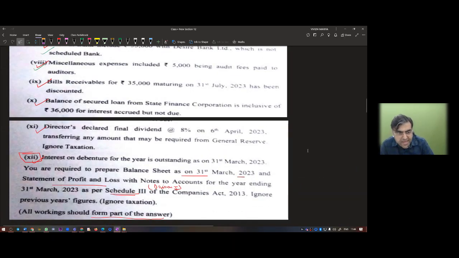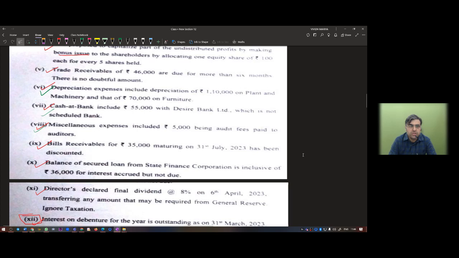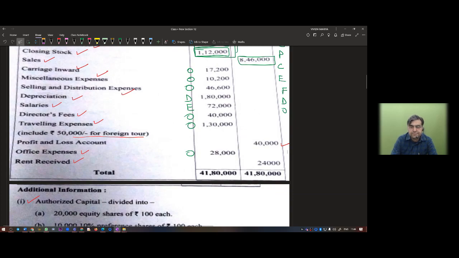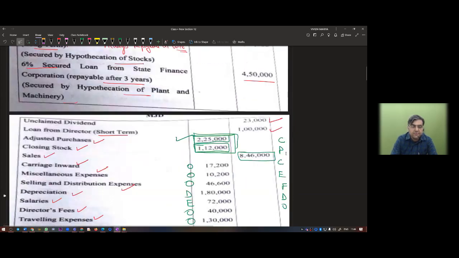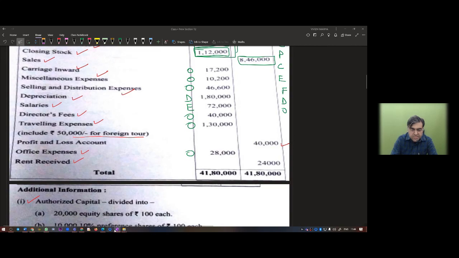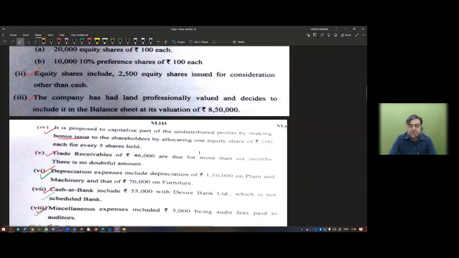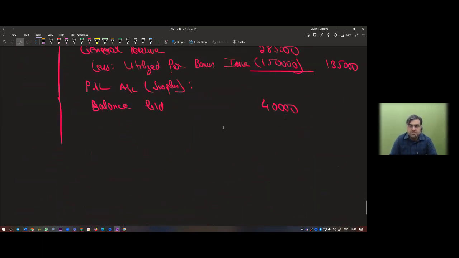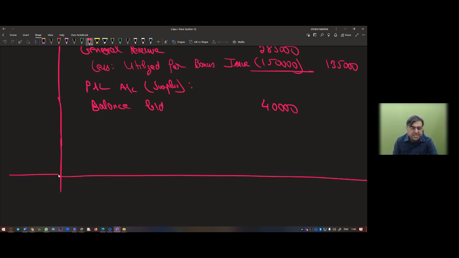Point number, debenture interest outstanding, dividend, interest accrued, bills receivable, miscellaneous expenses, cash at bank, depreciation, debtors, bonus, professionally valued. There is nothing else to be discussed presently. We will leave some space. I don't know whether there is a profit or loss during the current year, so I will leave some space and complete it later.